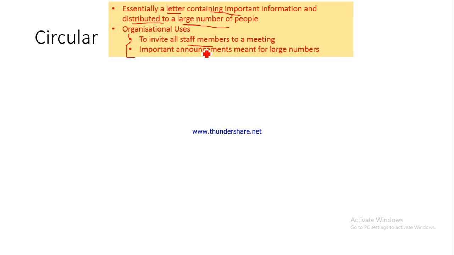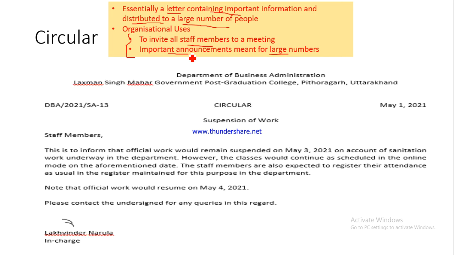So circulars are used for important announcements meant for large numbers. Rather than writing individual letters, because that would be too cumbersome since the letters would have to be sent to a large number, and rather than coming up with a notice, which again would not be feasible here because these are important announcements and we want everybody to see them, we would basically go for a circular in such cases. Is that fine?